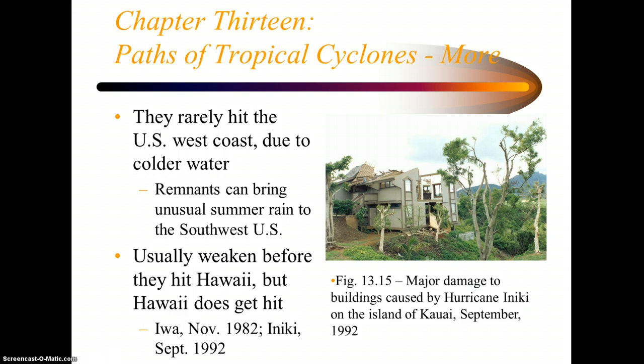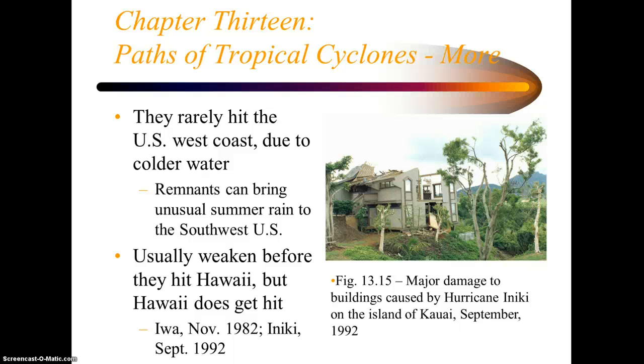Now, they rarely hit the west coast of the U.S. because we have colder water coming down from the Gulf of Alaska. That's the California current we learned about. Now, the remnants of tropical cyclones, if they get into the southwestern United States, can bring late summer rains to the region. And of course, that's always critical here for our crops in August and September.